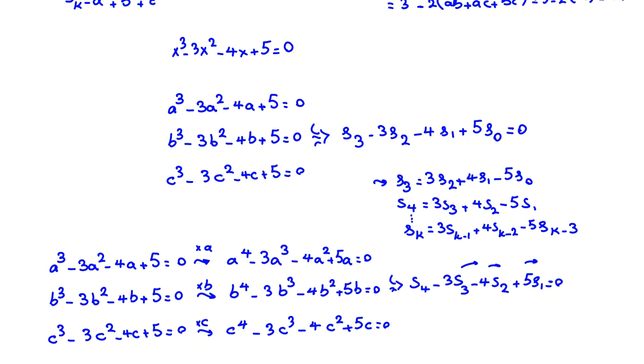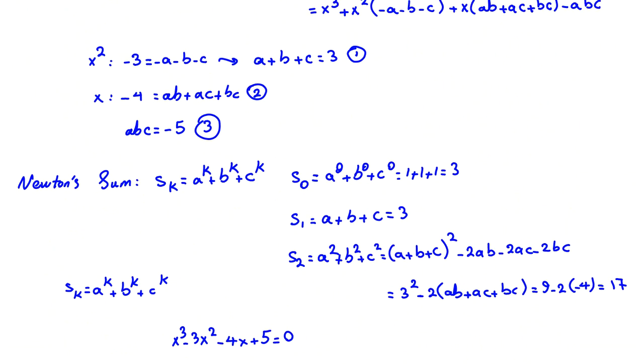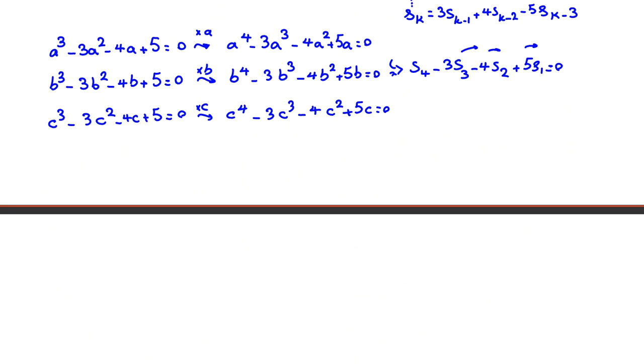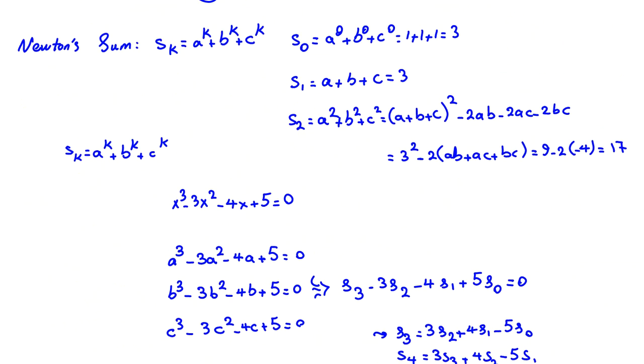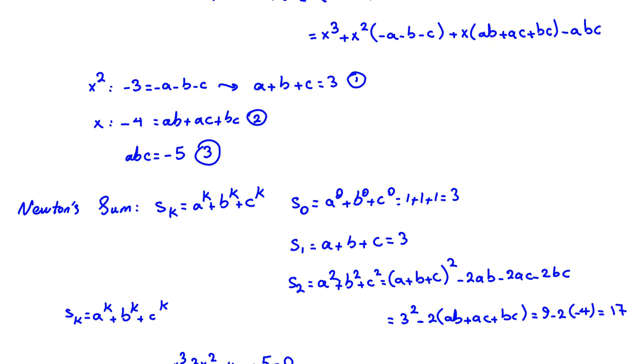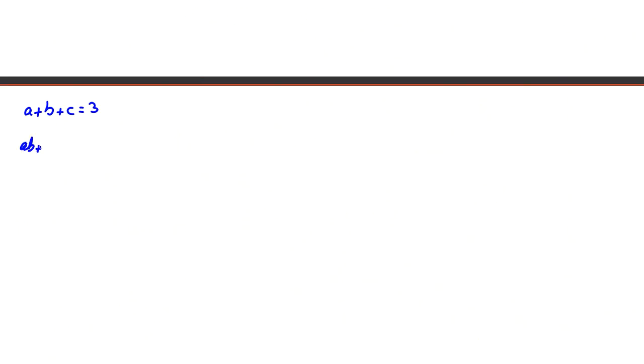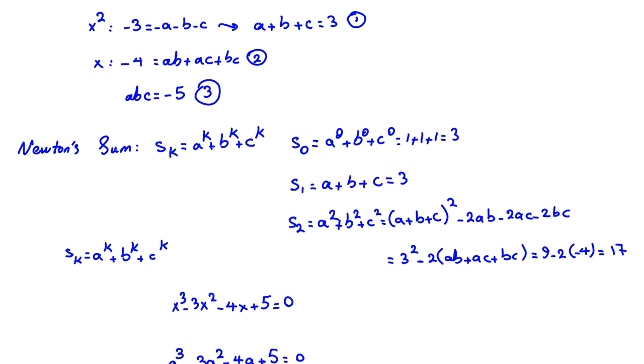Okay? So let's write all the things that we have. We had these three equations from Vieta's formula: a plus b plus c is 3, ab plus ac plus bc is negative 4, and abc, the product, is negative 5.